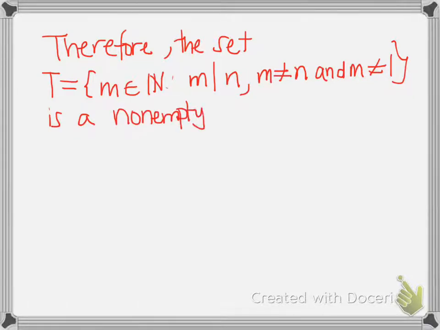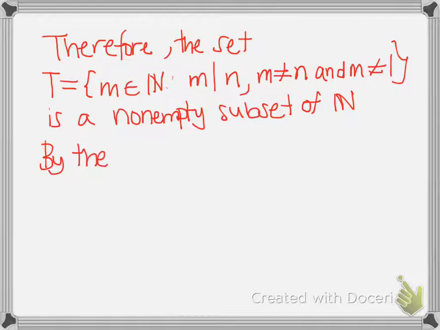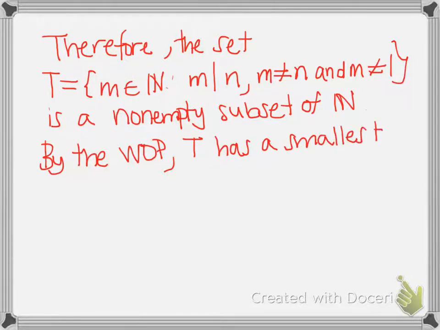So basically, when you're doing a proof with this approach, you have to show that this non-empty set exists in order to use the well ordering principle. Because we said n was composite, we create this set T and we know it's a non-empty subset of the naturals. So therefore, by the well ordering principle, T has a smallest element, and let's call that element P.